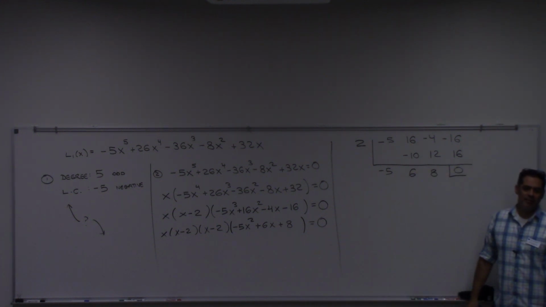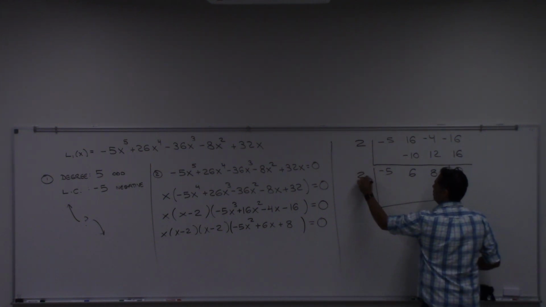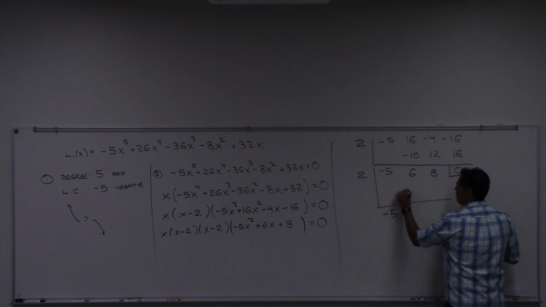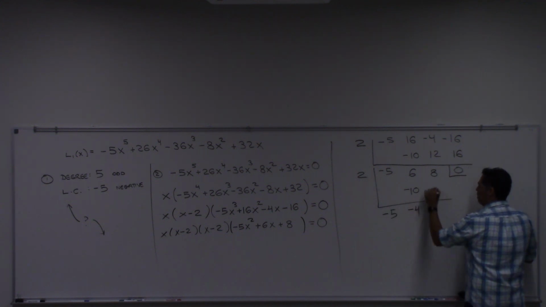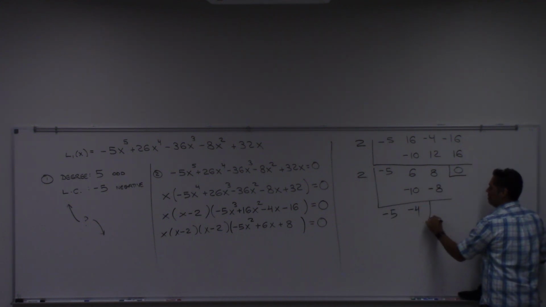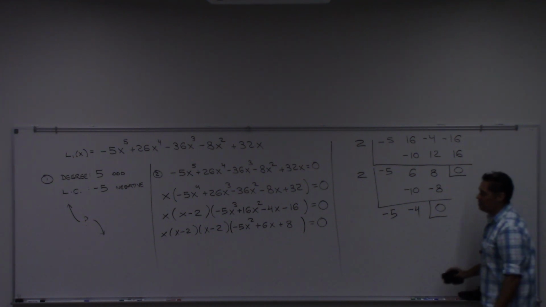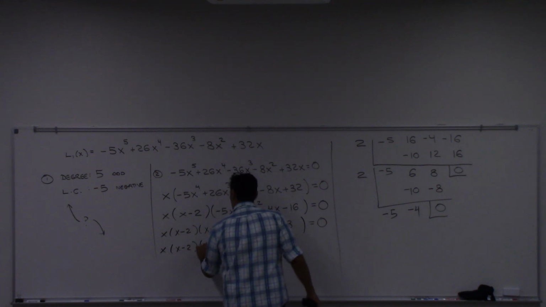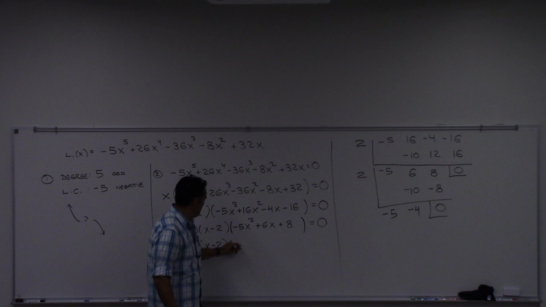2 again, because it could work again. Let's just do it to see. Would it work again, you think? Let's see. No way, right? -5, -10, -4, -8, 0. It worked. A third time. So this should be x minus 2, x minus 2, and then another x minus 2.